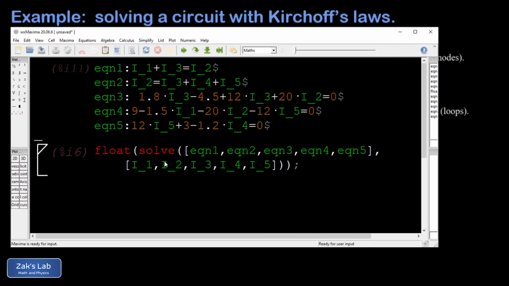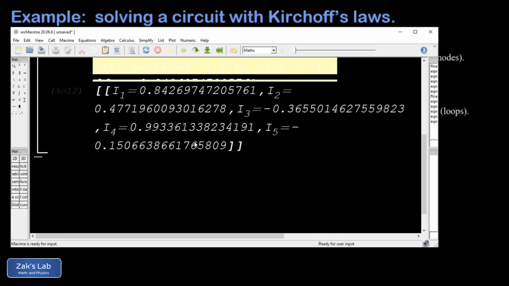And in the next step, this is how you solve a system of equations in Maxima. I use the solve command. And the first thing I do is put in my list of equations. And the next thing I do is put in my list of variables that I want to solve for. So those are all the I's. Now I put the word float out in front, which gives me a decimal output instead of fractions for my output. And I hit Shift Enter on this, and there's my list of branch currents. I'm going to go ahead and keep all of these to the thousandths place, and we'll have our final answer.